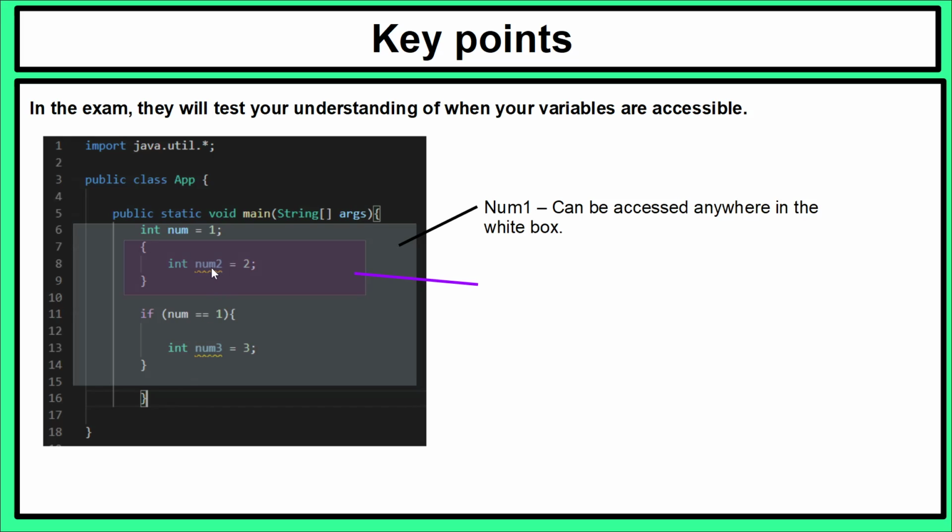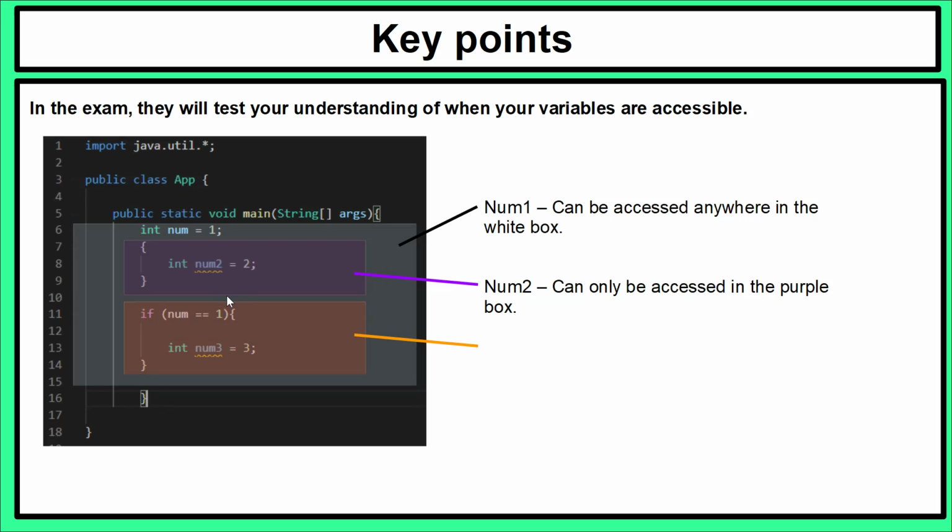If we look at the number 2 variable, this can only be accessed in the purple box. We have those curly brackets on line 7 and line 9. That is the scope of that number 2 variable. If you created another line on line 9 and pushed that curly bracket onto line 10, you'd still be able to access that number 2 variable. However, once you go beyond that curly bracket, that number 2 variable cannot be accessed anymore. It's past the scope of that variable.